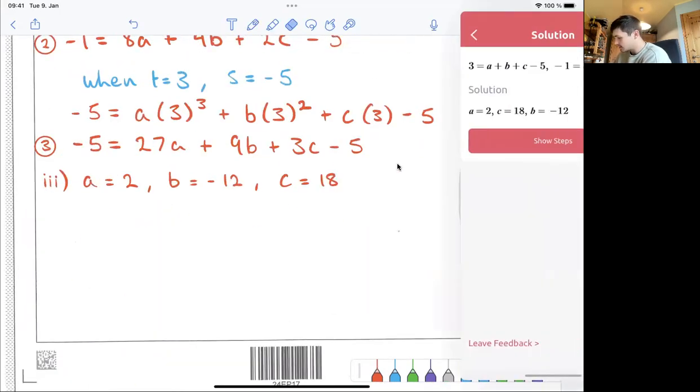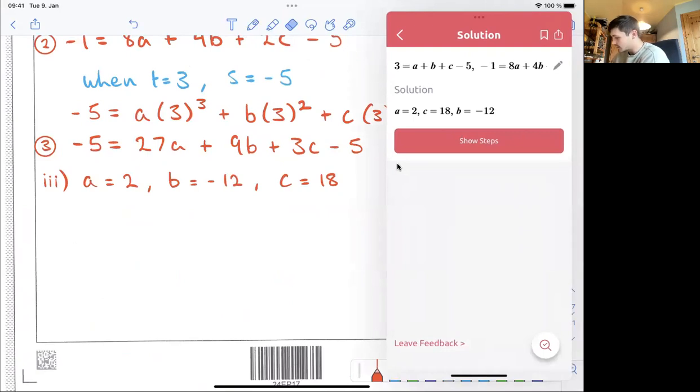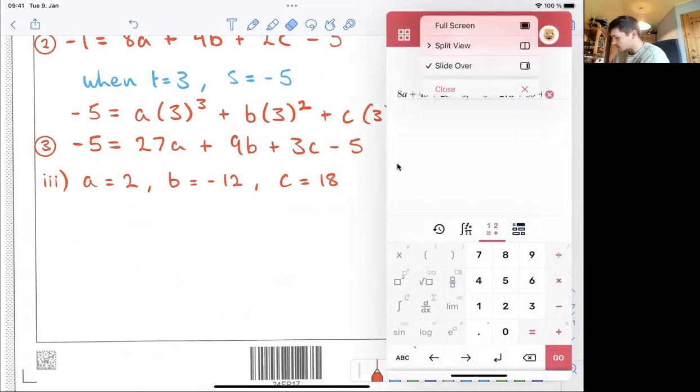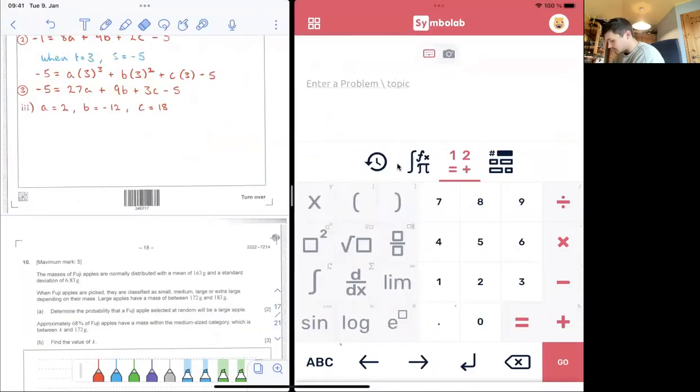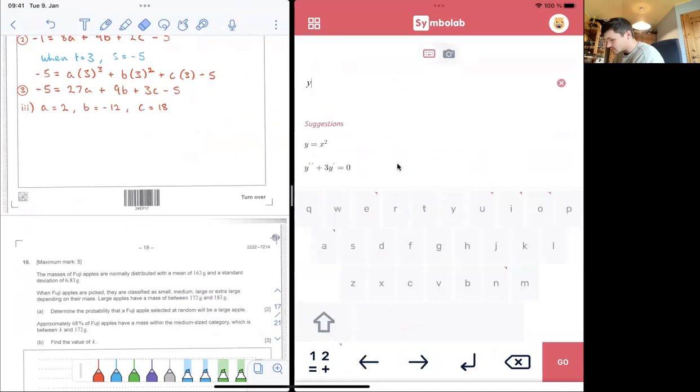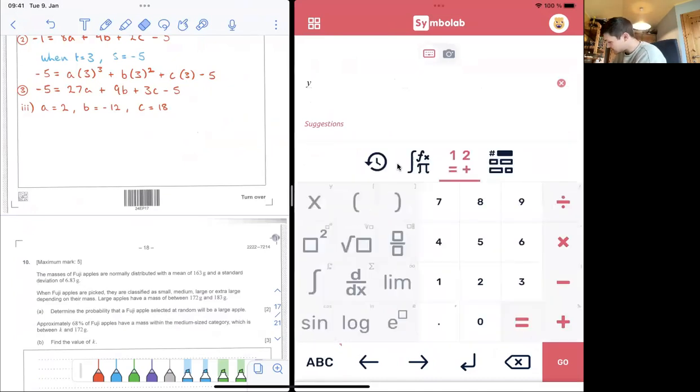We'll bring our calculator back over, and I'll go into split view again. Now I'm going to change the variables of S into Y, and T into X, just so that the calculator recognizes that I want it to graph on a Y and X axis. So let's do that. We've got Y is equal to, A was 2, so it's 2x.